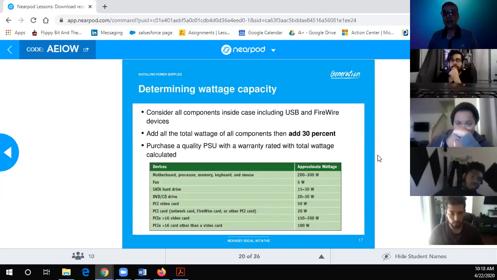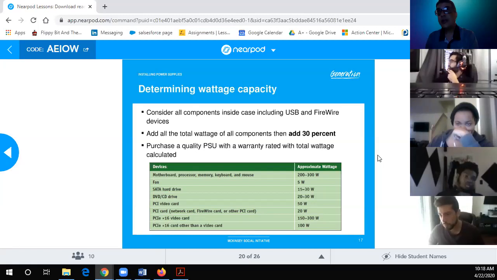So on the next slide, slide 20, we consider all components inside, including USB, firewall, everything. Now, the rule of thumb here is that they say to add all the wattage and then 30%. I wouldn't do that. Why? Because that's the minimum.